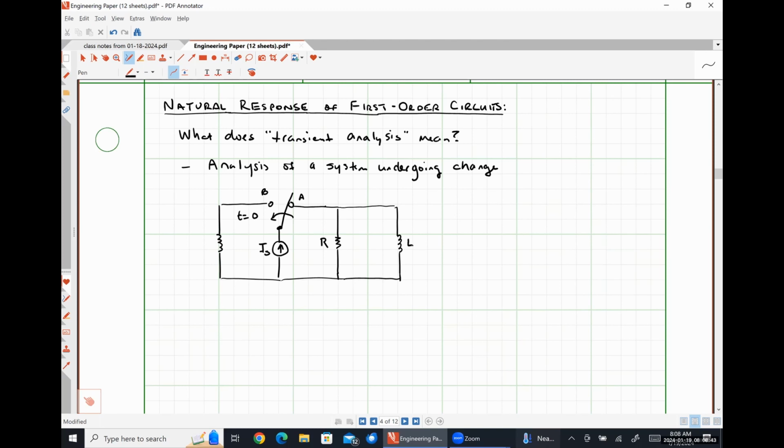And I fully acknowledge that there's a resistor on the left-hand side of the circuit, but it's not going to actually contribute anything during the transient condition. So I'm not going to bother giving it a label or anything like that. Okay.